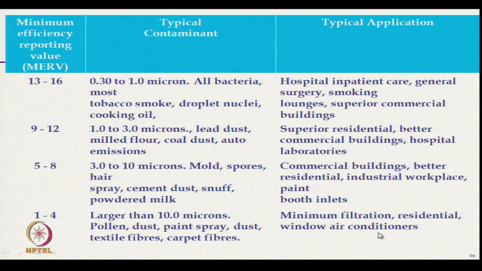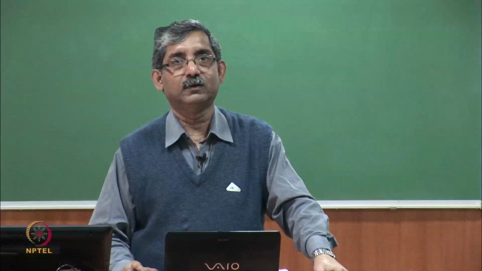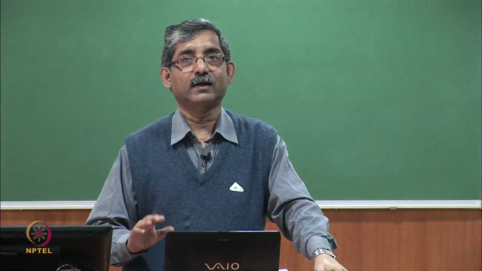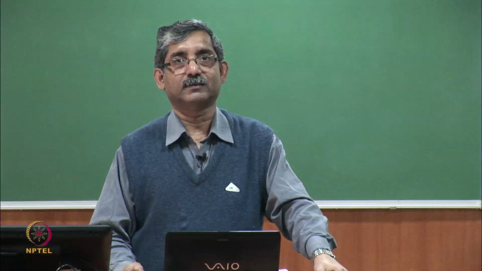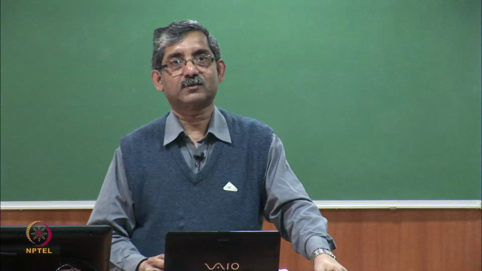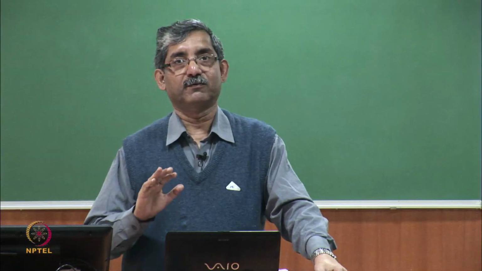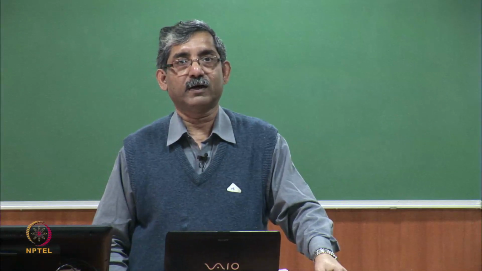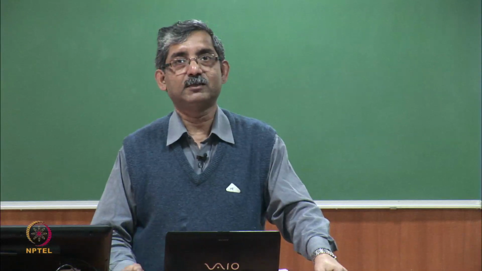So, minimum filtration: a residential window air conditioner uses this type of filter. Based on the MERV value, we can select filters for different applications. If we divide the filters based on their filtration characteristics, there are different types of products.